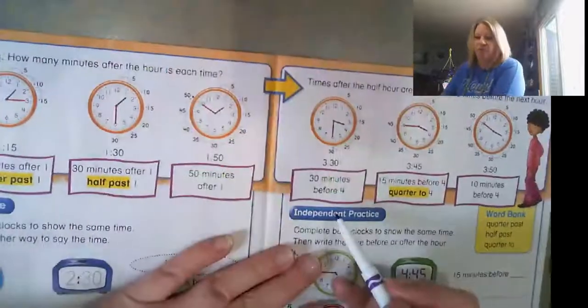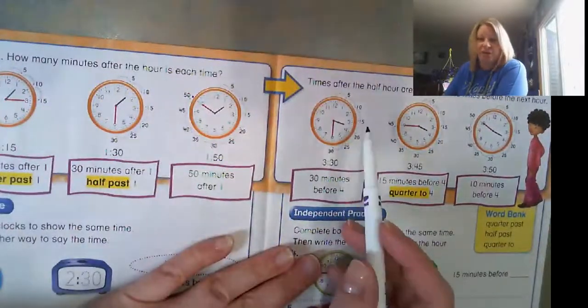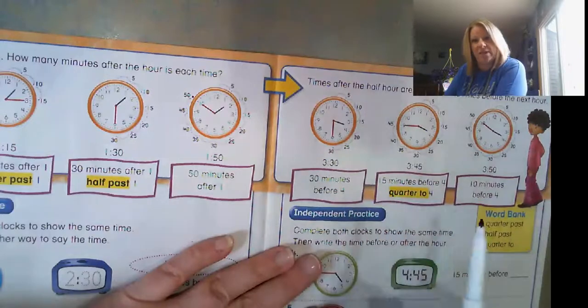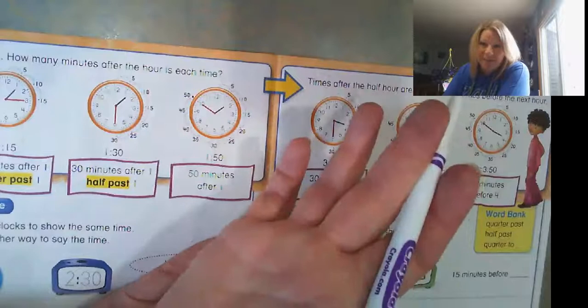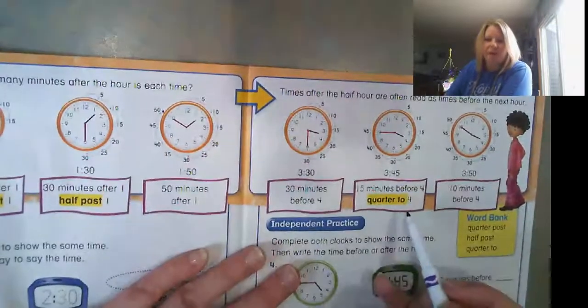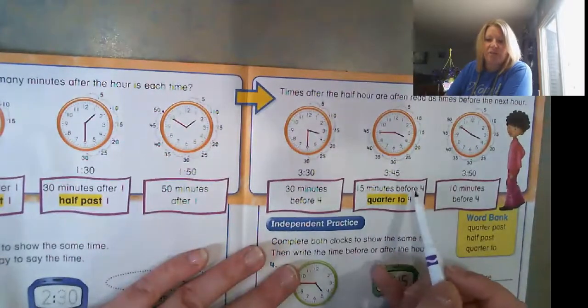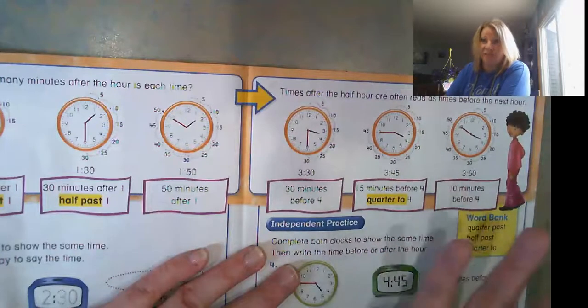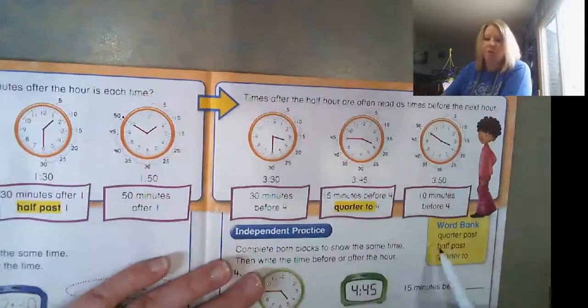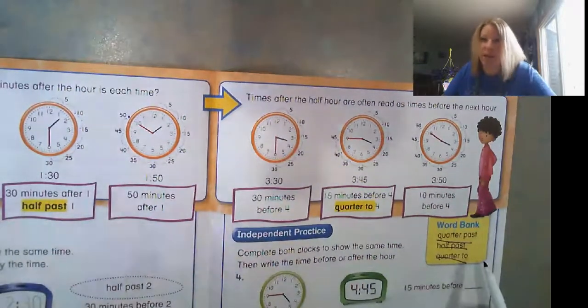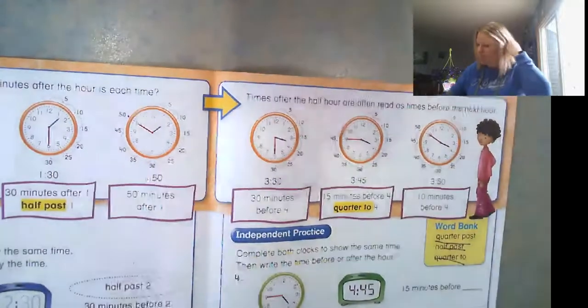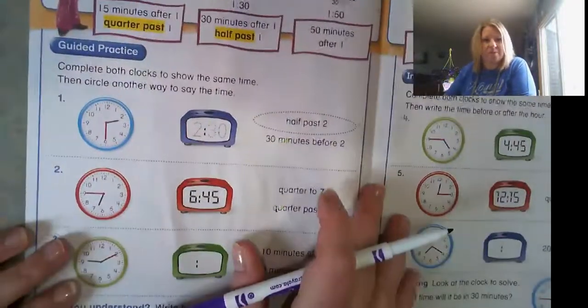You can say it before, 30 minutes before 4 at 3:30. It's either 30 minutes after 3 or it's 30 minutes before 4. They both mean the same thing, okay? And then also 15 minutes before 4 is quarter to 4, like I said on the front, okay? So big words for today's lesson: quarter past, half past, quarter to. So like I said, use my notes in the front. All right, so let's look at these.